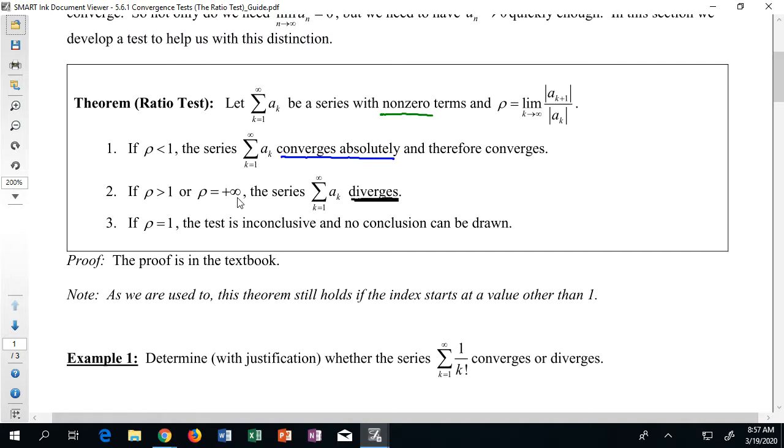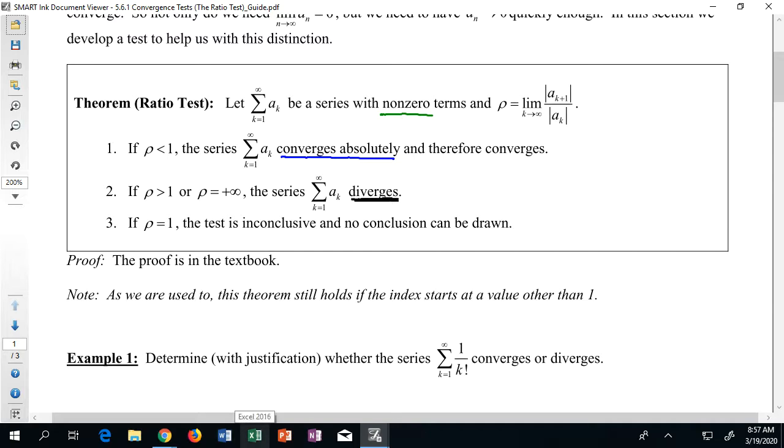I get the good old black title. And if it's the case that rho is equal to 1, we get something that really sucks. We get that the test is inconclusive. Essentially, the test tells us nothing, and we're completely stuck. All right, so this isn't fun at all. We hope that we'll never get a 1.